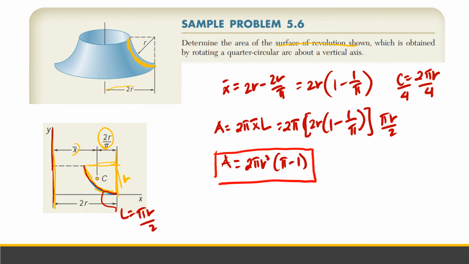So that's all. You just substitute. You have to find the x bar or y bar and then the length. After that, it's simple algebra that you will do. Okay?